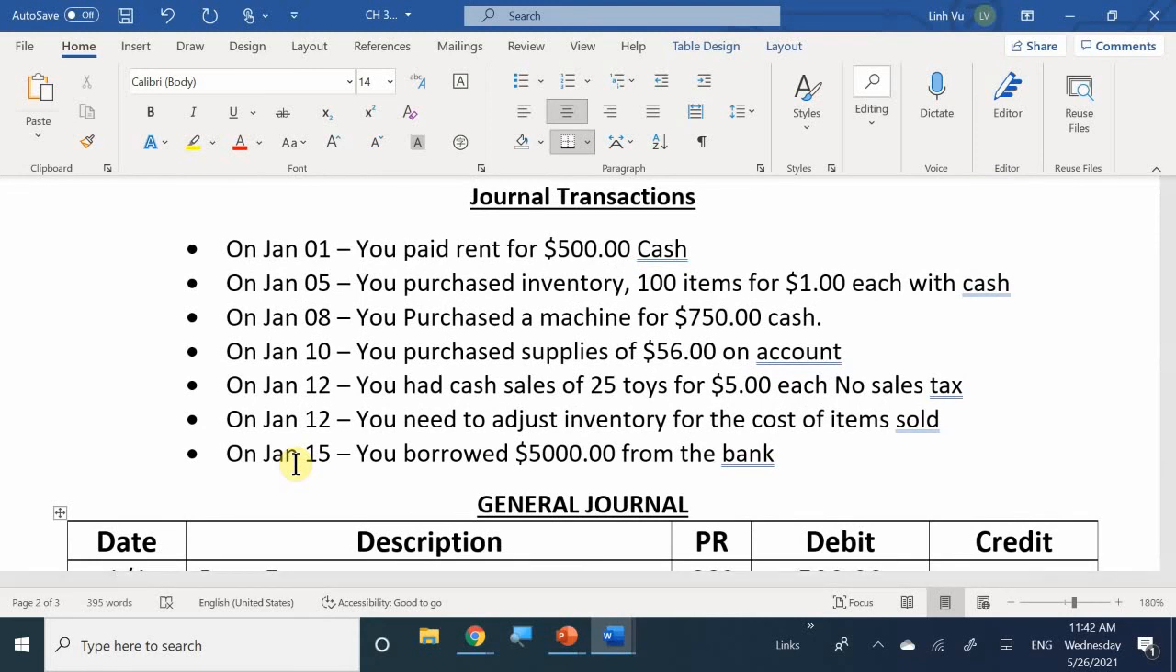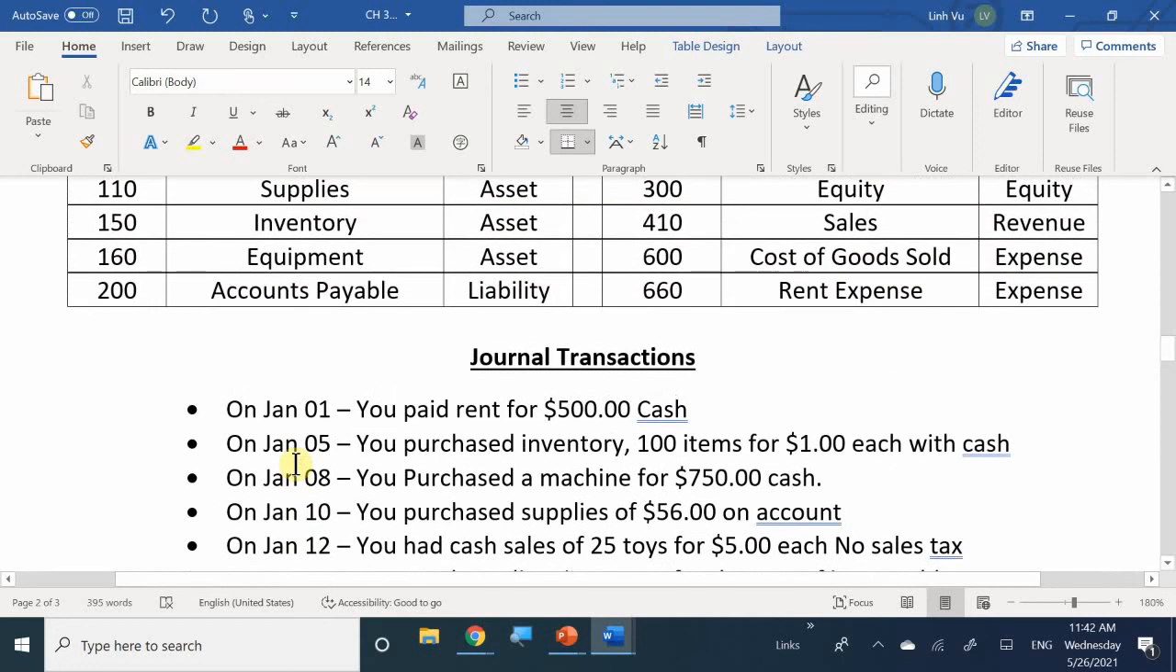Okay. All right, January 10. I purchased supplies for $56 on account. Okay.